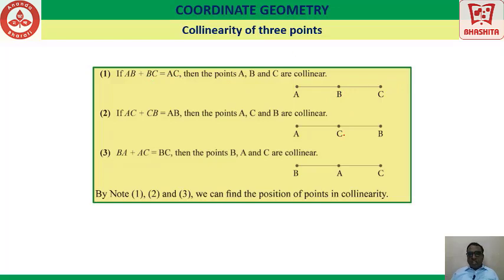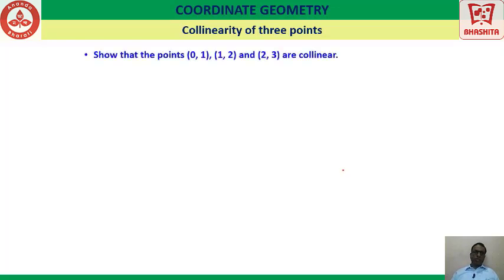Likewise, should the point C lie between A and B, we must have AC plus CB as AB. Likewise, if point A happens to be between B and C, then BA plus AC is BC. So, note 1, 2, 3, depending upon how the points are, we can check with any one of them. We will take an example so that you will appreciate how to check whether the 3 points given to us are collinear or not. Show that the points (0, 1), (1, 2), (2, 3) are collinear.